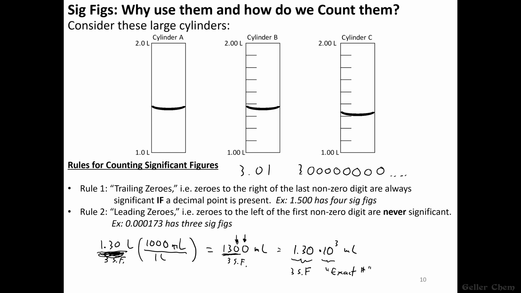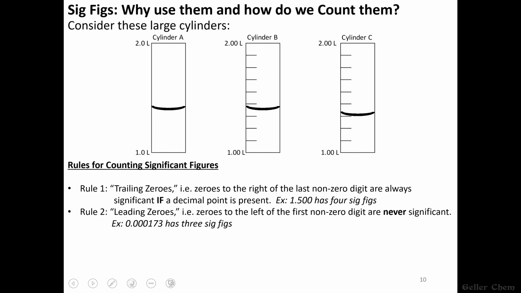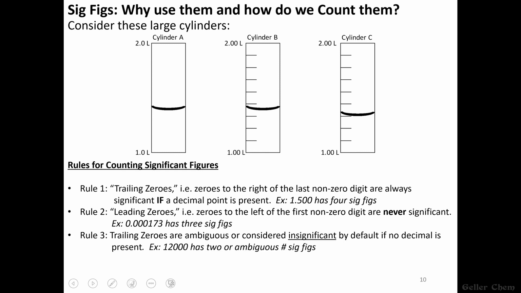And so sometimes books will say exact numbers have infinite sig figs, but the way I like to think of it is they just don't get factored into sig fig considerations because there is no inaccuracy to them. And so let's summarize what we just covered with 2 new rules. Rule 3, trailing zeros are ambiguous, or if you're in Gen Chem, you consider them insignificant by default if no decimal is present. So in Gen Chem, you would say 12,000 has 2 sig figs, but in this class, we would say it could be anywhere from 2 to 5. And without more context, we cannot know.